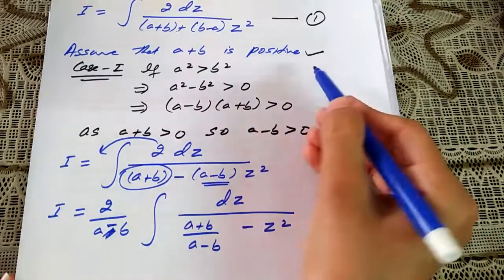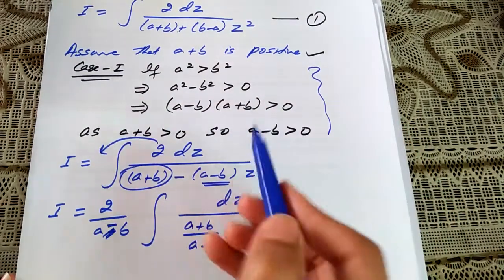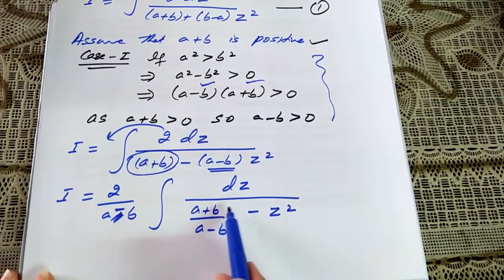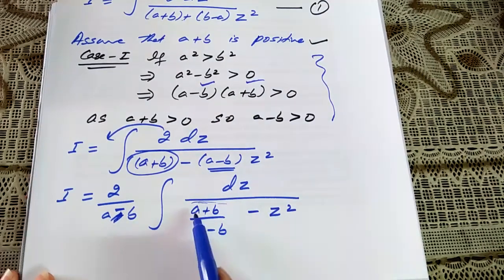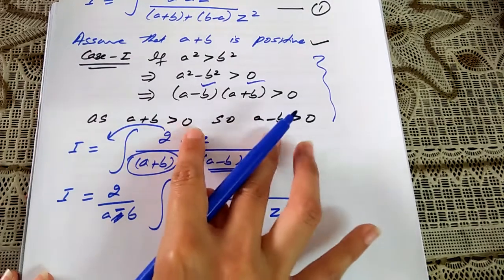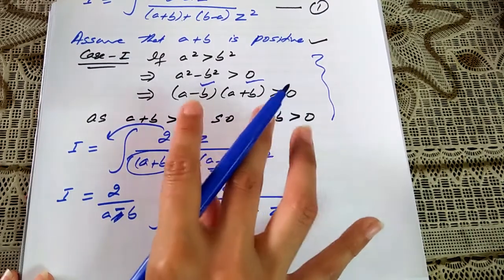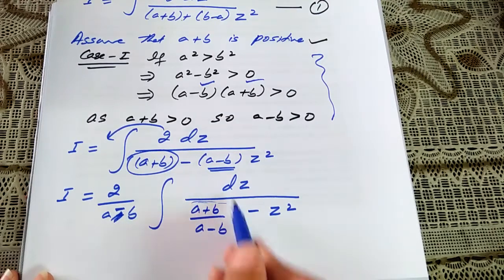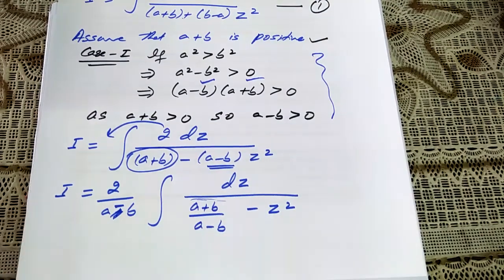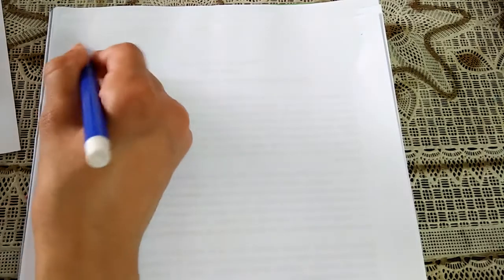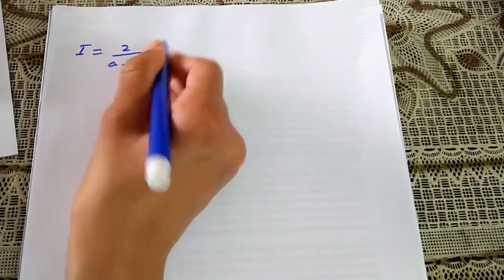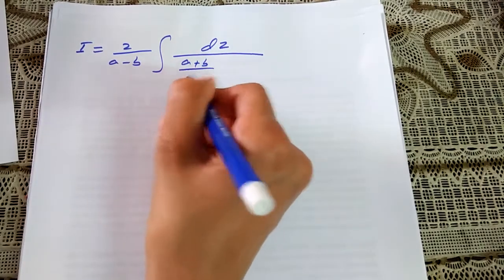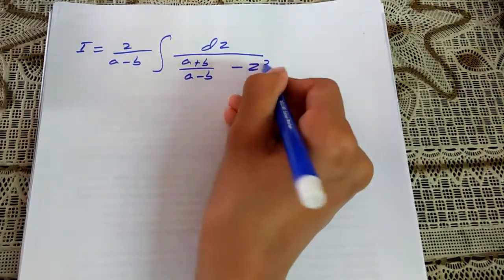Now, why did we do this case? Since this is positive, this is also positive, so we can write it in under root form. That's why we just assumed that both are positive. If both are positive, then we can write it as under root whole square. So our integral, that is I is equal to 2 over a minus b integral dz over a plus b over a minus b minus z square.